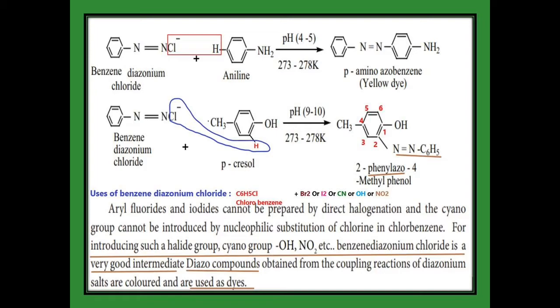The conditions for this coupling reaction are that the pH should be maintained at 4 to 5, and the temperature should be maintained at 273 Kelvin to 278 Kelvin.